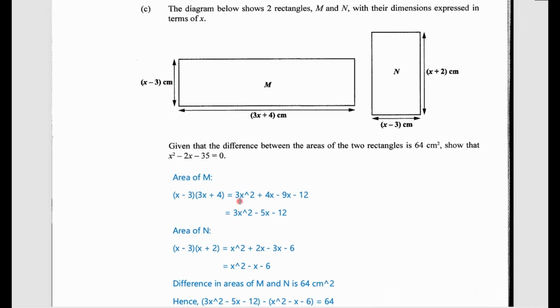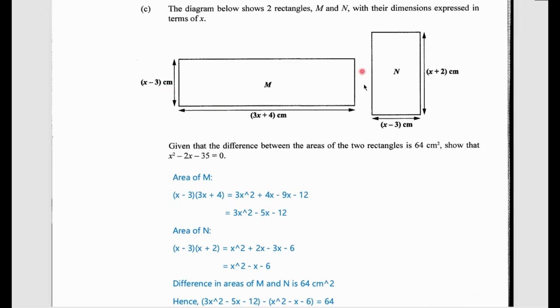x by 3x is 3x squared. x by 4 is 4x. Minus 3 by 3x is minus 9x. Minus 3 by 4 is minus 12. This will give you 3x squared, 4 minus 9 is minus 5x, minus 12. That's the area of M.